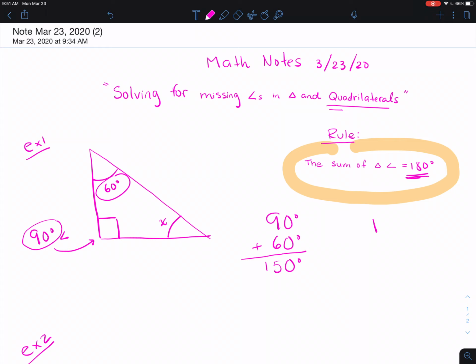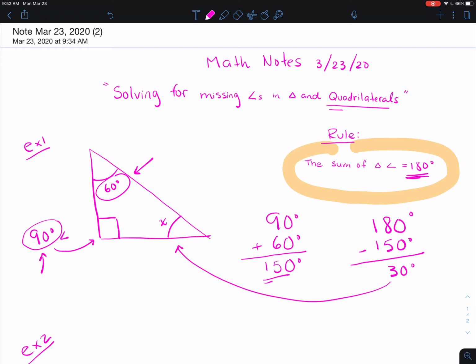So go ahead and get the total. If you have the total sum of all the angles, which is 180 degrees, and you subtract this angle and also this angle, you subtract 150 from 180, you're going to get 30 degrees. That's 30 degrees. So you know that 30 degrees is what x is, right? Therefore, for the answer to that, x is equal to 30 degrees.